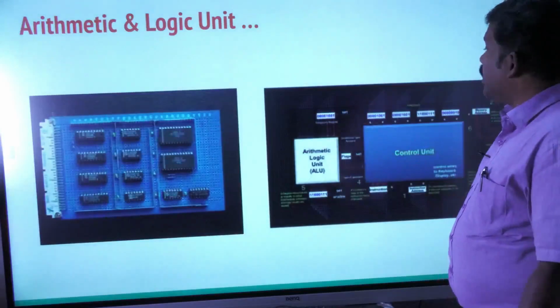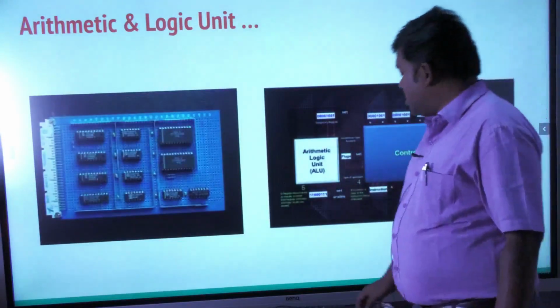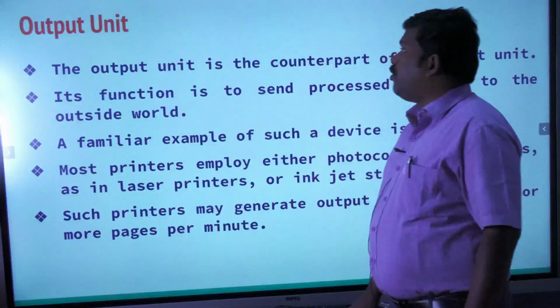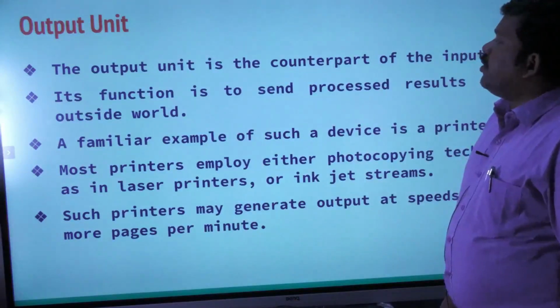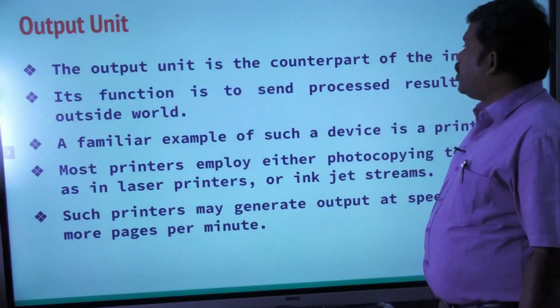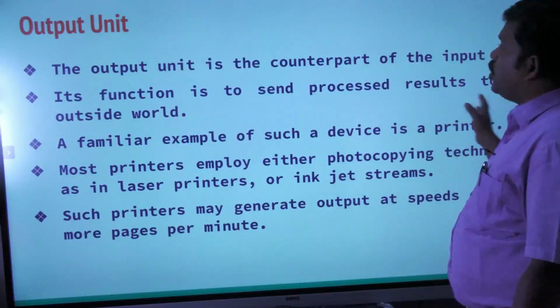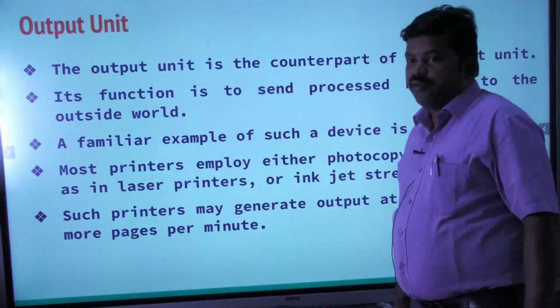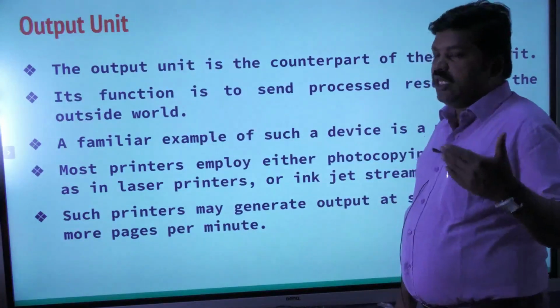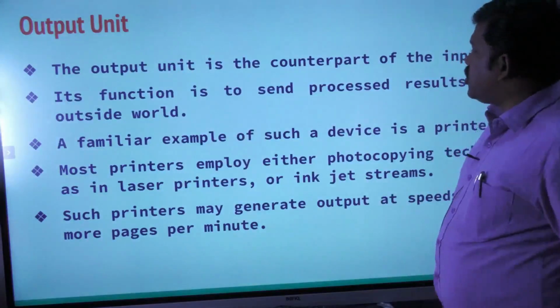So these are the arithmetic logic units available. The arithmetic logic unit is responsible for all the calculations and computations. Next we'll see the output unit. The output unit is the counterpart of the input unit. Its function is to send the processed output to the outside world so that the user can see the processed output from the system.